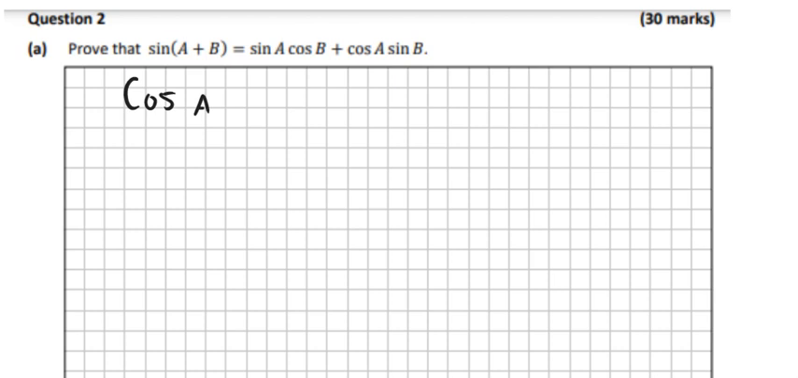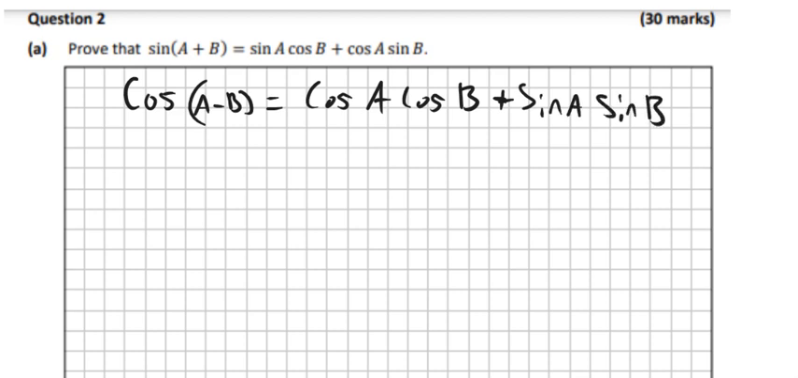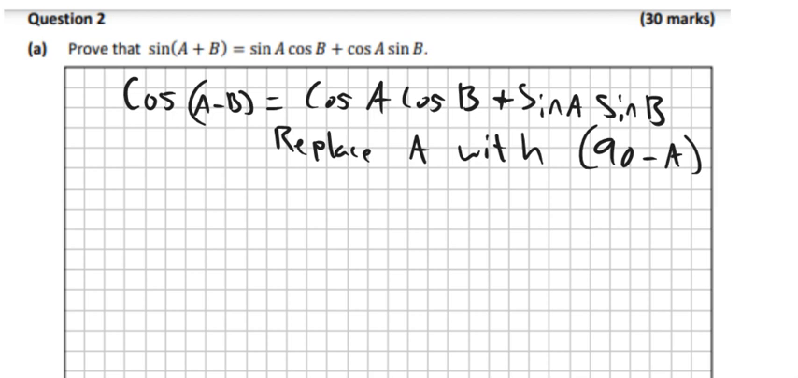So cos of A minus B is equal to cos A cos B plus sin A sin B. So you've already kind of proved that already, so you can use this to prove the one that they're asking you to prove in the exam. So what we do next is that we replace A with 90 minus A, and it's just going to help us derive this.